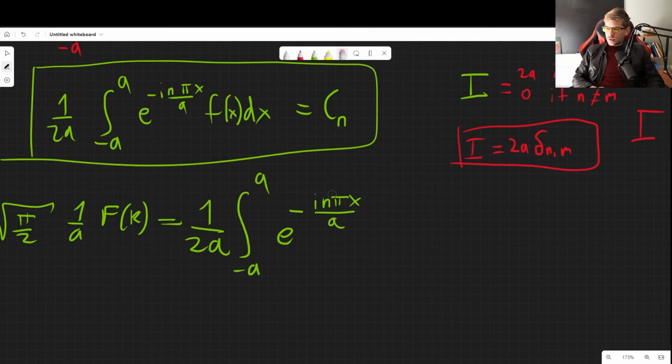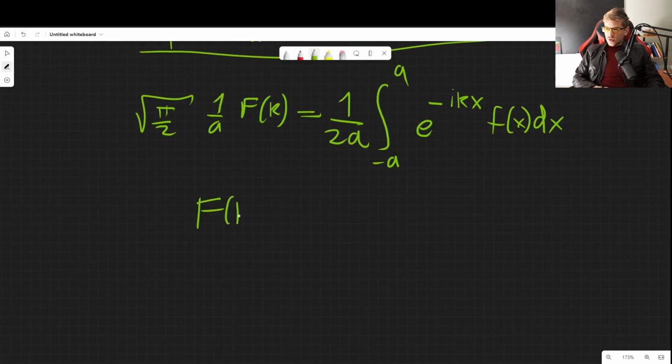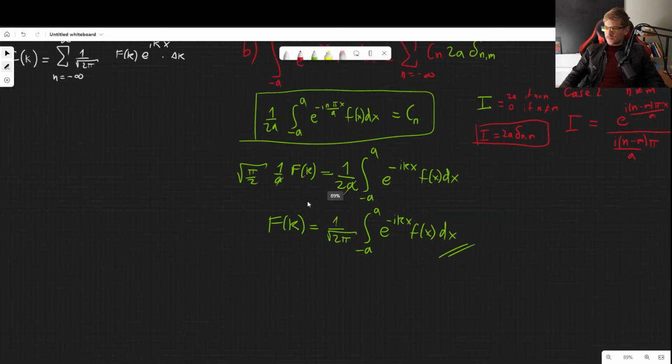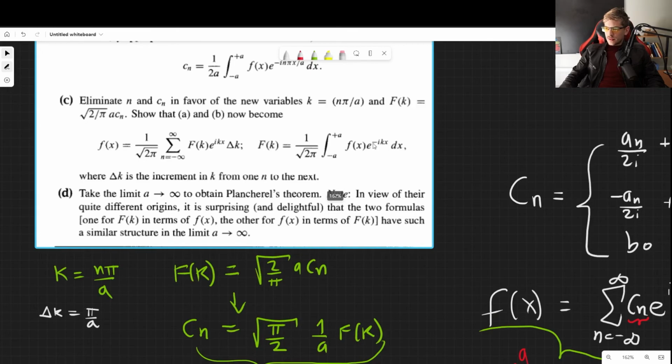And actually, no, I'm lying. We do want to do that. And now n pi over a, that's simply k. So i k x f of x dx. So this part is easy. Simply solve for f of k. So here we get, well, the a's cancel out. So we get 1 over 2 times square root of 2 over square root of pi. This cancels out a little bit, and we get 1 over square root of 2 pi, integral of minus a to a, e to the minus i k x f of x dx. And there we go. We now showed that this here is indeed true.